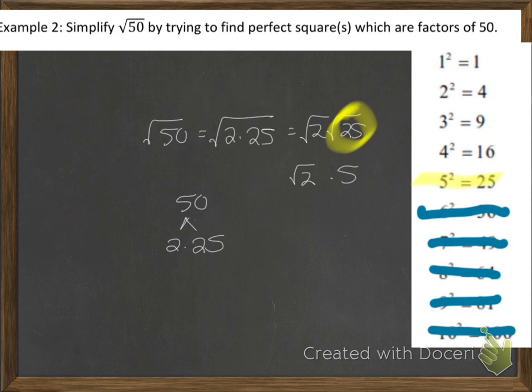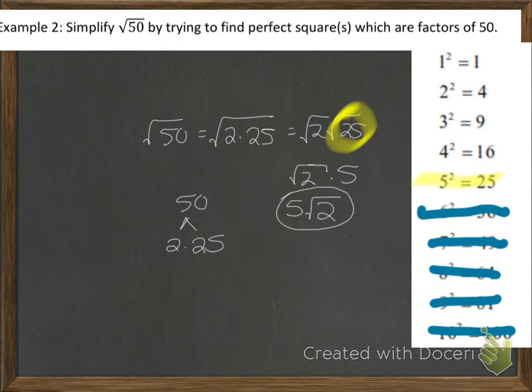Now, because sometimes it's confusing where the radical ends and begins, we usually write the number 5 on the left side, and then we write our radical. So our final answer for the square root of 50 would be 5 square roots of 2. So this is one way to approach this problem.